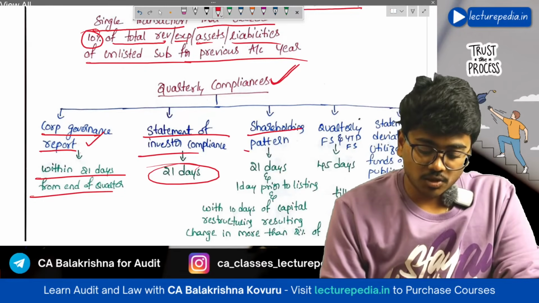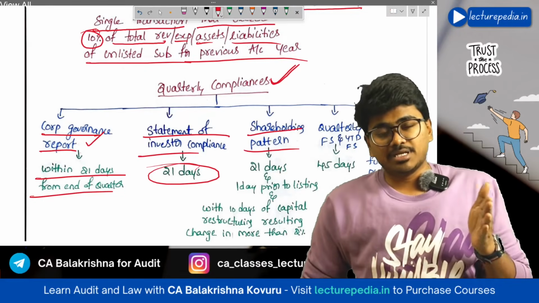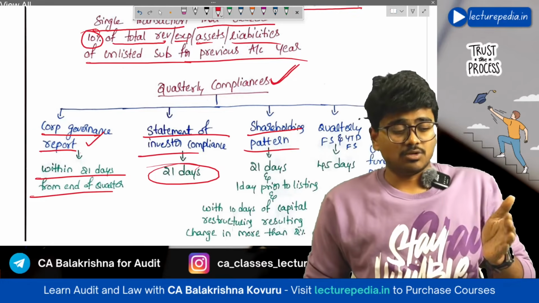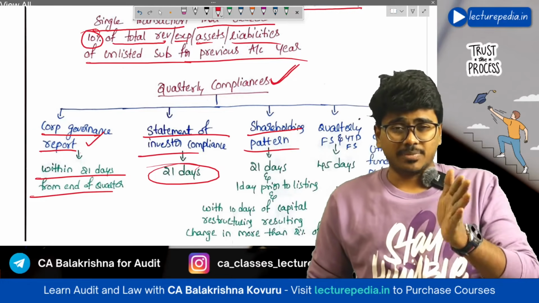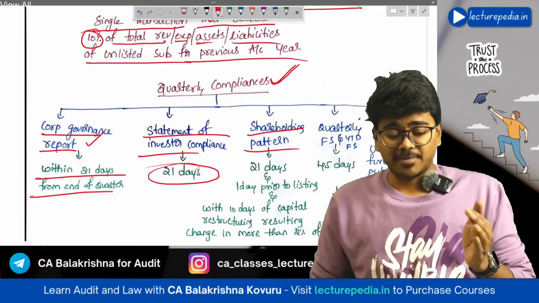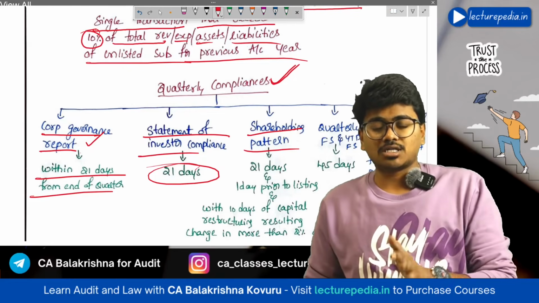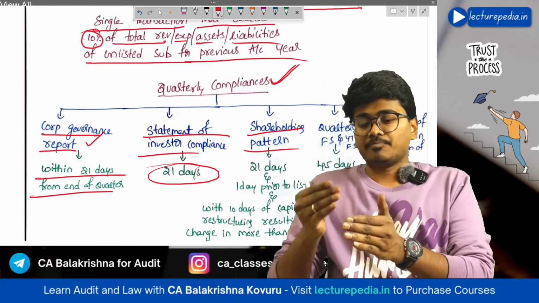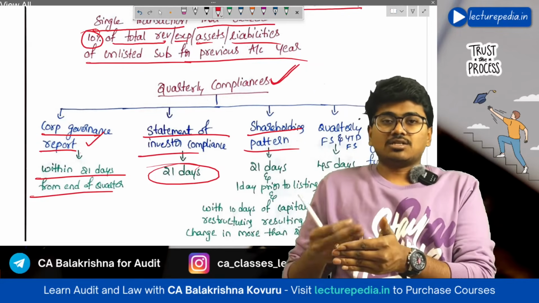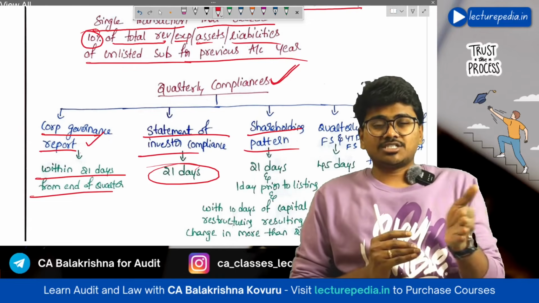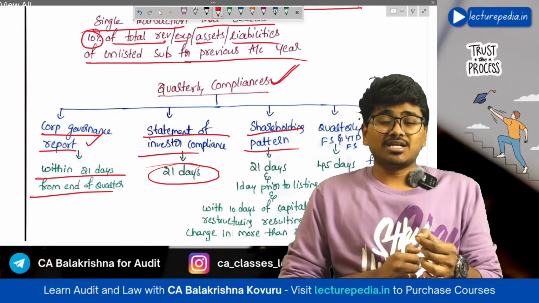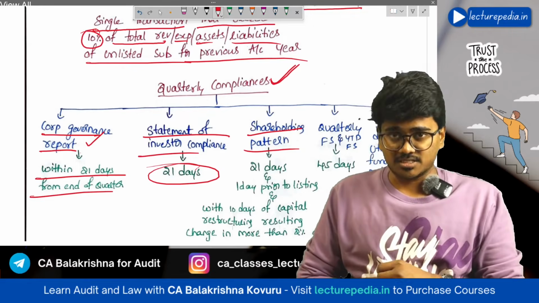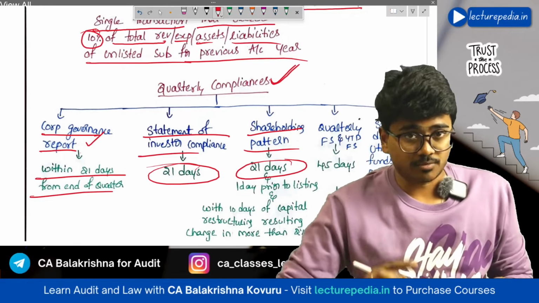Next, shareholding pattern. That means at the beginning of the quarter, who are the shareholders and what is their percentage of shareholding, what transactions have occurred during the quarter, and at the end of the quarter, who are the shareholders and what is their shareholding. This is known as the shareholding pattern. You need to submit this shareholding pattern to the stock exchange on a quarterly basis, within 21 days from the end of the quarter.